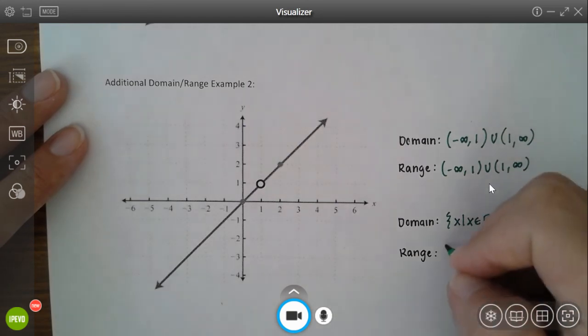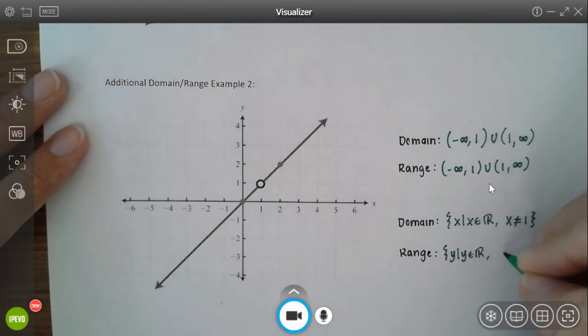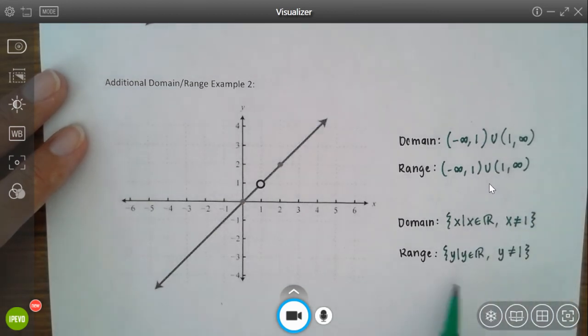And the range we could write the exact same way, obviously, except we'd be using the y's instead of the x's. So we would say that y can't be equal to 1. So that basically is telling us that the range could be everything except for 1. The domain could be anything except for 1.